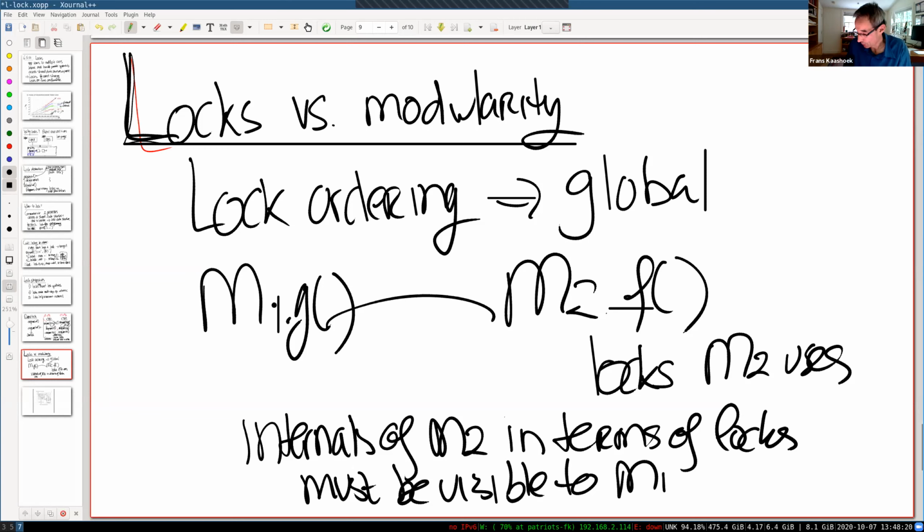So that M1 can ensure that it actually calls M2 in the appropriate way. And in some ways that is an abstraction violation. If abstractions work out perfectly, M1 doesn't really need to know anything about how M2 is implemented. Unfortunately, locks are a common example of where some of the internals of M2 might leak out to M1, because M1 really needs to know. And so when you design a bigger system, this makes the modularity more complicated.